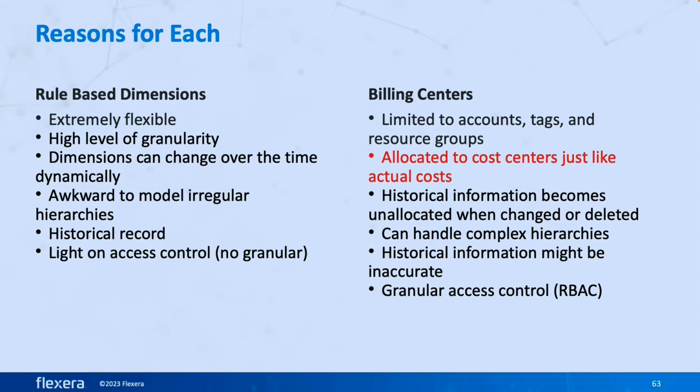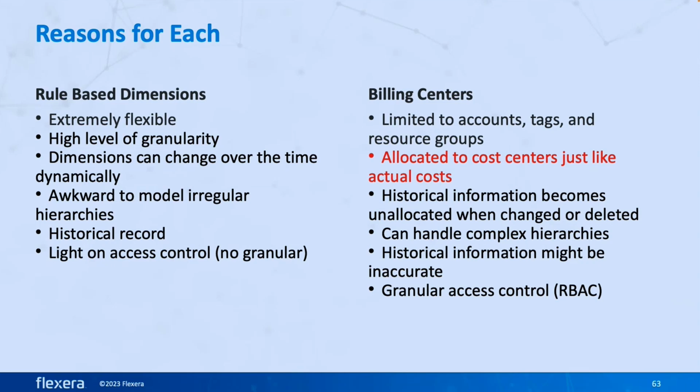But there's no access control here, okay? So if I'm building a rule-based dimension that's, I don't know, department, right? It's nothing to do with my billing center tree. I can't then say, well, Jeremy only has access to sales, because it's a rule-based dimension. It's not a billing center structure. So when we're thinking about the segmentation physically of what cost I can see, rule-based dimensions are not a structure for doing that. So just bear that in mind.